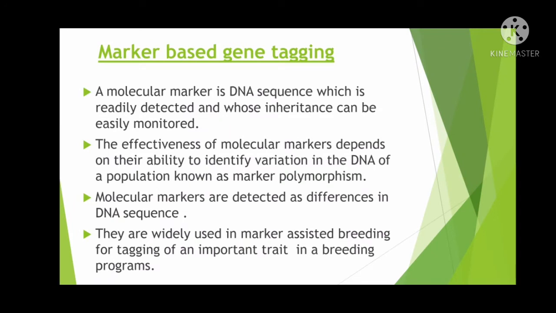Marker based gene tagging. A molecular marker is a DNA sequence which is readily detected and whose inheritance can be easily monitored. The effectiveness of molecular markers depends on their ability to identify variation in the DNA of a population, known as marker polymorphism. Molecular markers are detected as differences in DNA sequence. They are widely used in marker assisted breeding for tagging of an important trait in breeding programs.